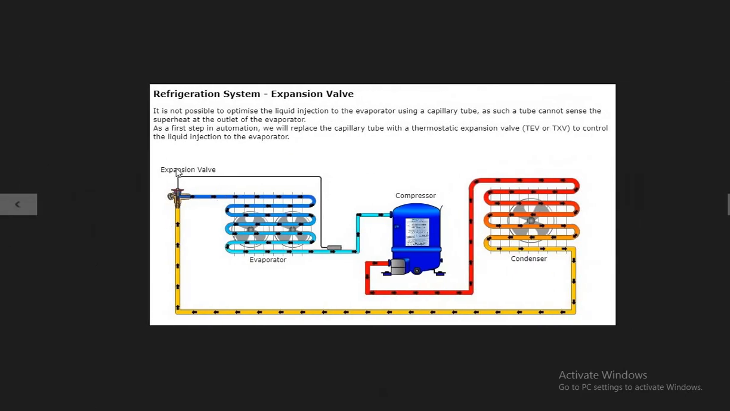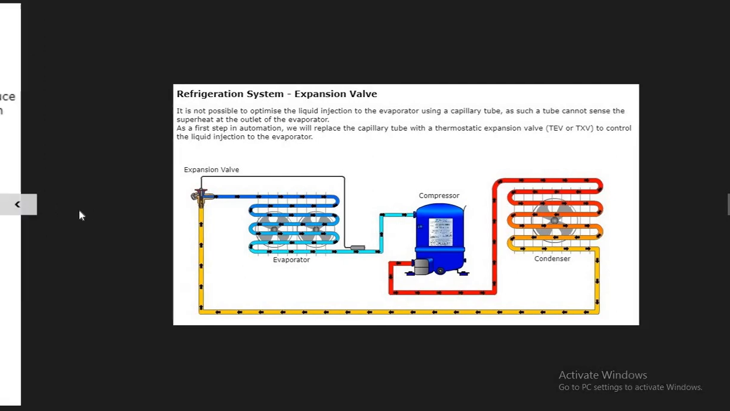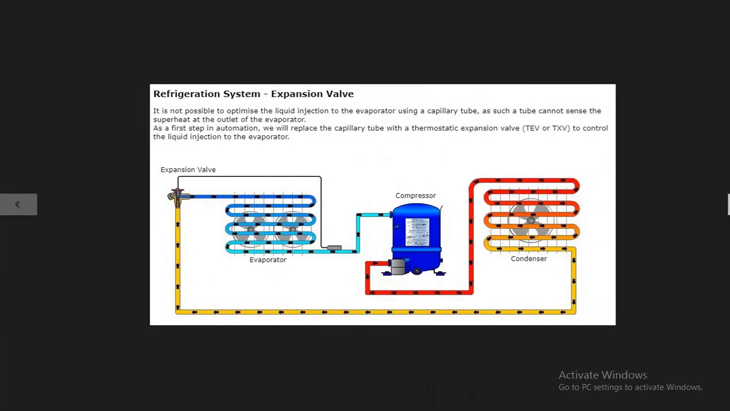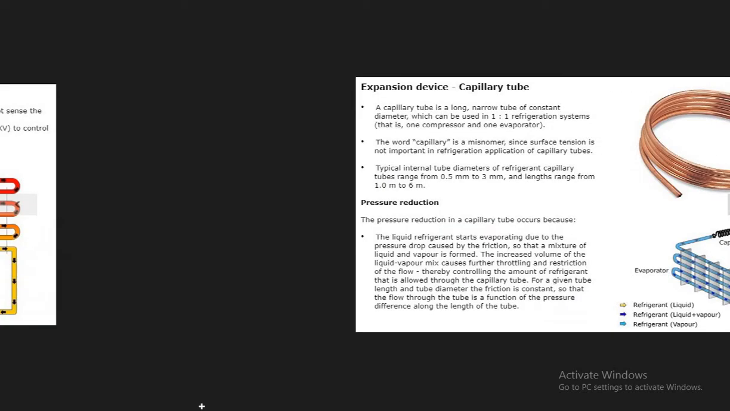expansion valve and capillary tube. But for a small system, it doesn't matter. It doesn't save much money from making the modification. So an expansion valve is suggested for systems of high load rating. Okay.